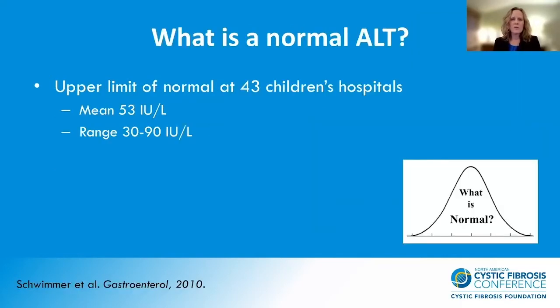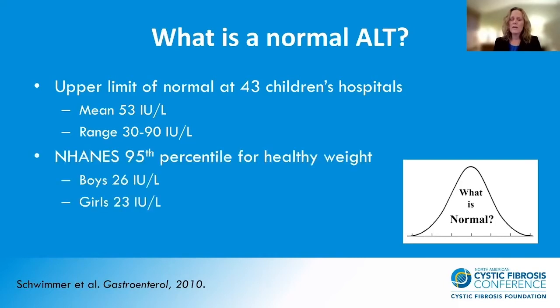The question of what a normal ALT is was looked at by Schwimmer and colleagues, and they looked at the upper limit of normal in 43 children's hospitals in the United States. They found the mean was 53 with a very wide range of 30 to 90 international units per liter. Then they looked at the NHANES database and found that at the 95th percentile for healthy weight, boys had an ALT value of 26 and girls of 23.